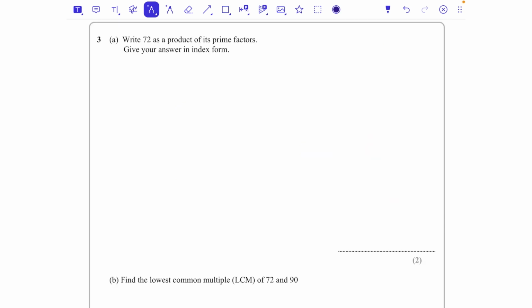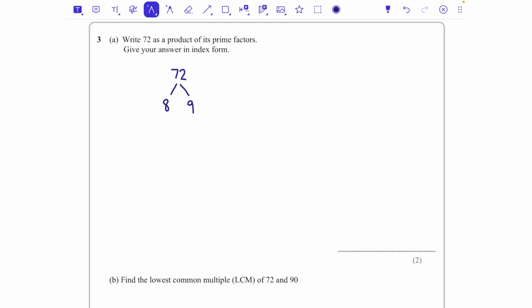Question number 3, write 72 as a product of its prime factors. Give your answer in index form. So for this, we want to start with 72 at the top and split it up into any two numbers that multiply together to give 72. You might do 36 and 2. You might do 8 times 9. I'm going to go 8 times 9 because why not?